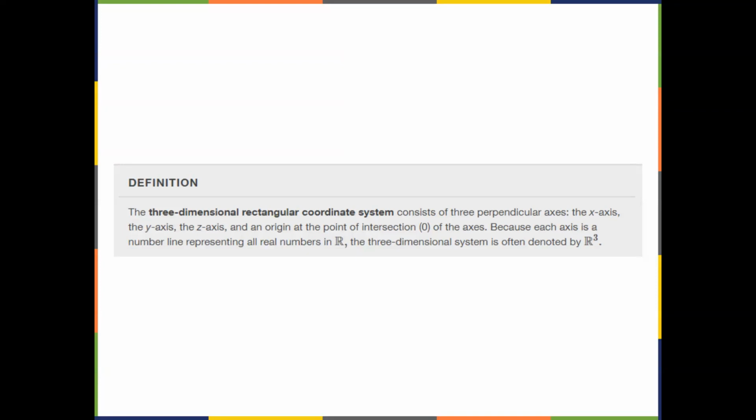it should be okay. All right, so here's your definition for any of y'all that like to take physical notes. The 3-dimensional rectangular coordinate system consists of 3 perpendicular axes, the X, Y, and Z, and the origin point at the intersection, which of course you would denote as 0, 0, 0, because each axis is a number representing all real numbers in R. The 3-dimensional system is also denoted as R to the 3rd power. So this definition should not scare you at all, right?